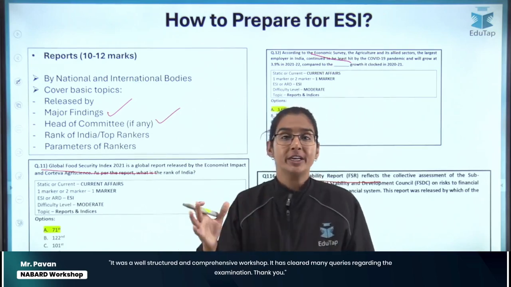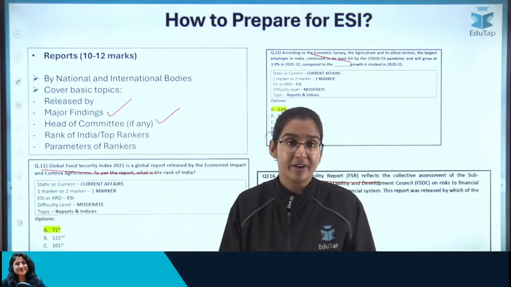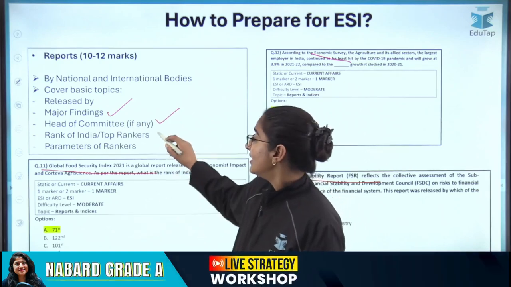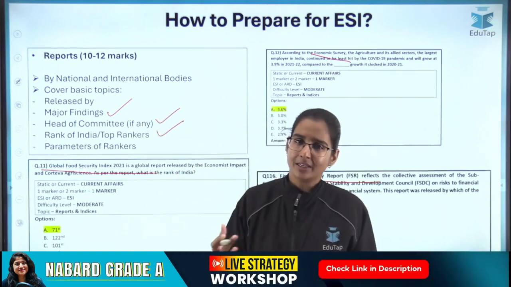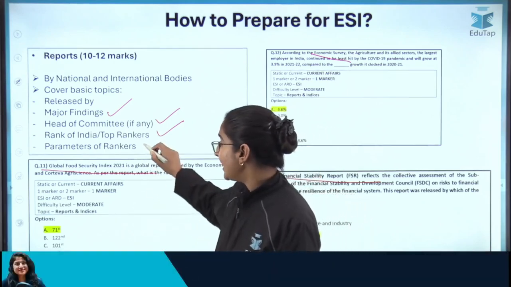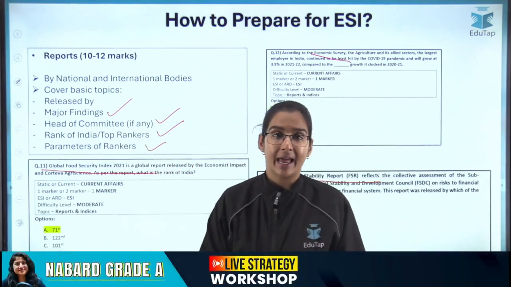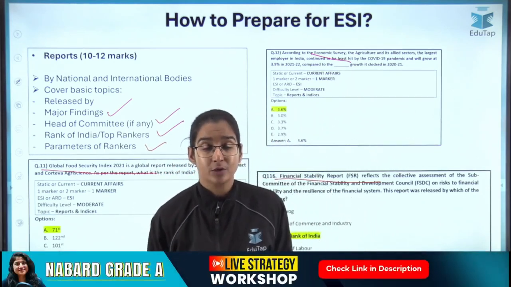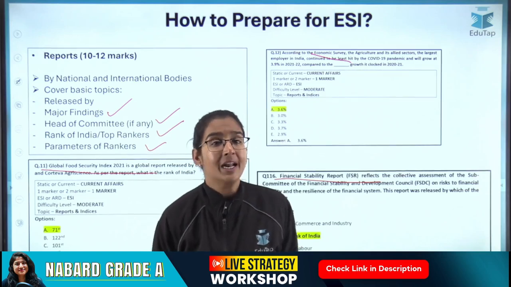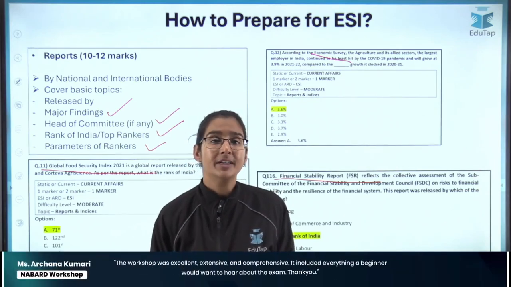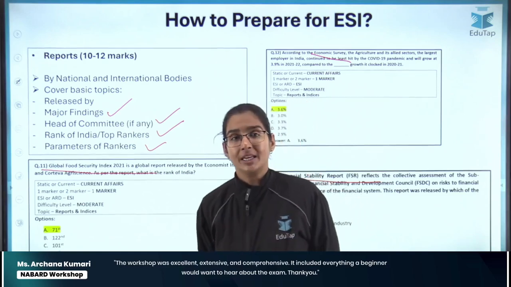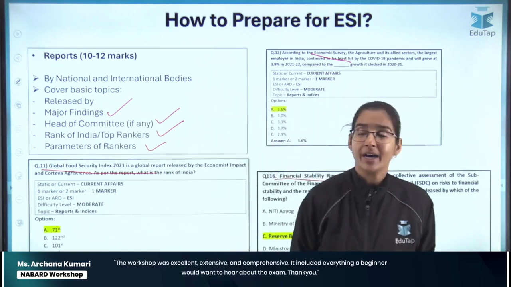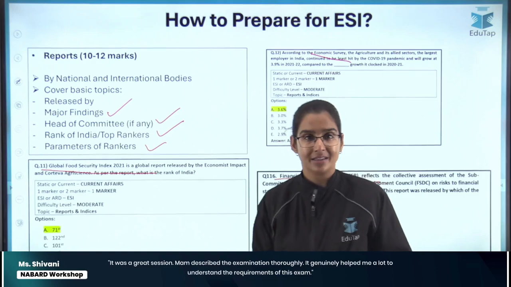You also have to read about the organization which has released that report. Then the rank of India, the top 3 rankers, the bottom 3 rankers, that is what you have to read. And then the parameters for deciding the ranks. What were the parameters? If a multi-dimensional poverty index is being constructed, then what parameters have they utilized to construct that index? These are the kind of things you have to cover as far as your reports are concerned.